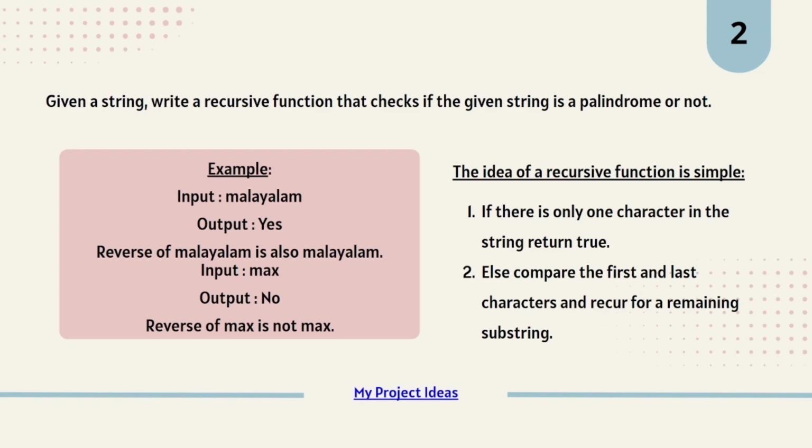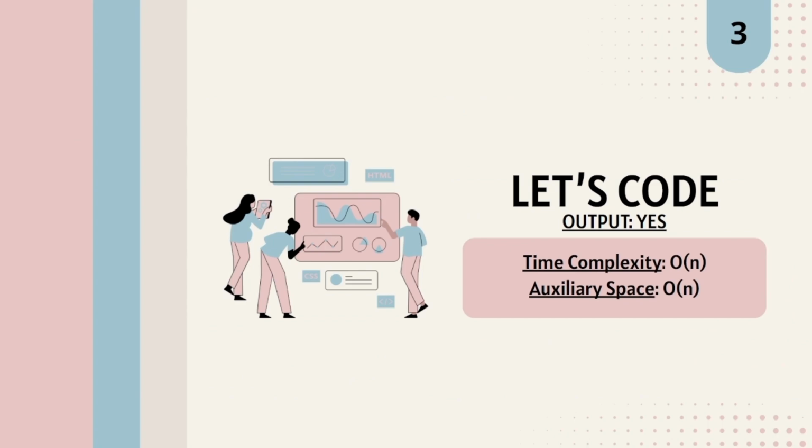The idea of the recursive function is very simple. If there is one character in the string, you have to return true because the reverse of a is a only. Or else you need to compare the first and last characters and recur for the remaining substring. First you check the first and last character. If they are the same, go to the second and the second last character. If they are the same, go to the third and the third last character, and so on. If in some cases those do not match, then simply you need to come out of the recursion. That's it. So let's look at the coding section.